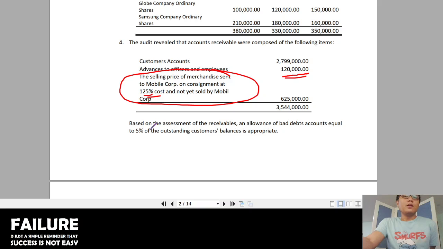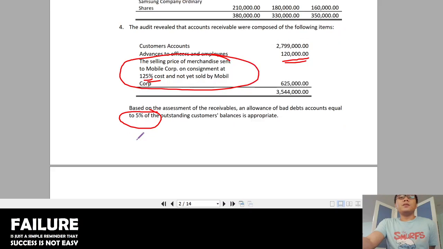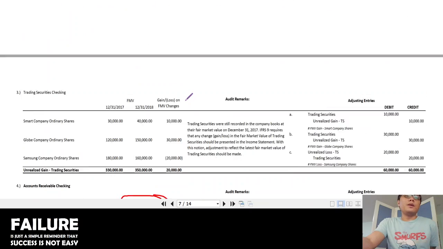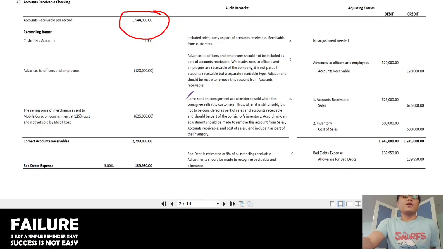Okay? The entity's practice is that bad debts are to be estimated at 5% of outstanding accounts receivable. So, how will we analyze that problem? Okay? Obviously, we do not have a problem sa customer accounts because properly, these are accounts receivable. Tama? Accounts receivable from customer, yan siya, di ba? So, properly included as accounts receivable.